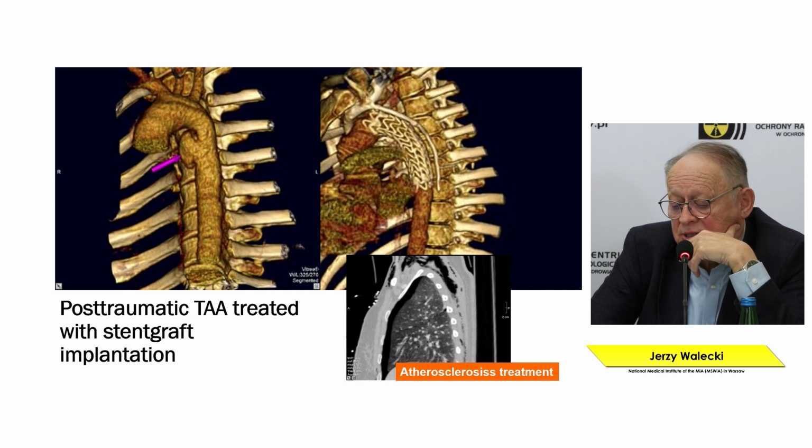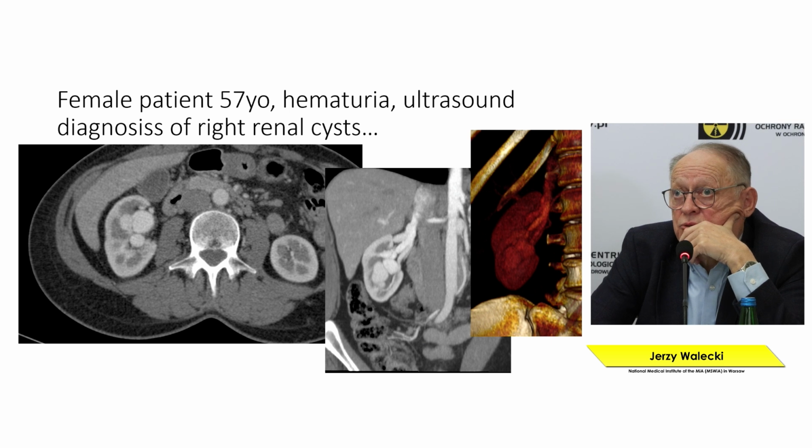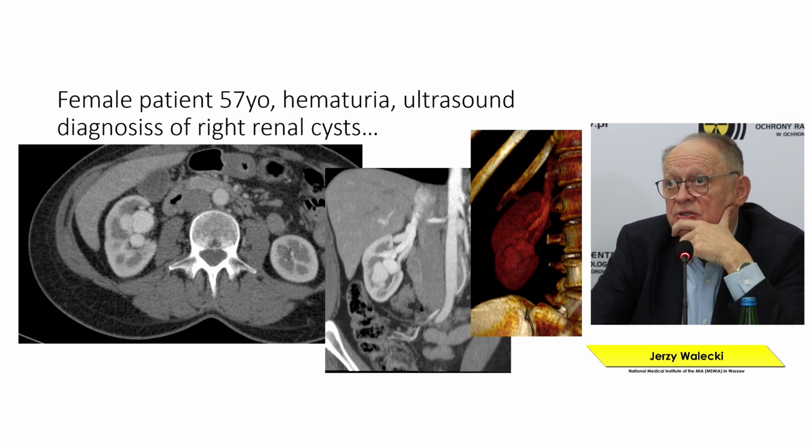Here you can see some treatment for some sclerosis. This is a case of occluding an aneurysm in the splenic artery. So here we are using some special stents. This is a little bit different area from the areas I have been presenting before. So before the treatment, it's the picture on the left, and after the treatment, the picture on the right, after the stent has been introduced.